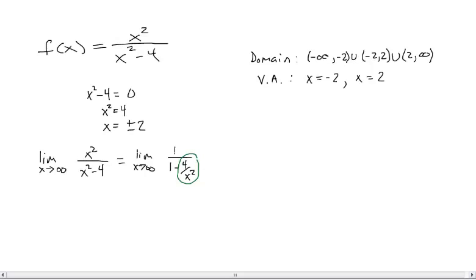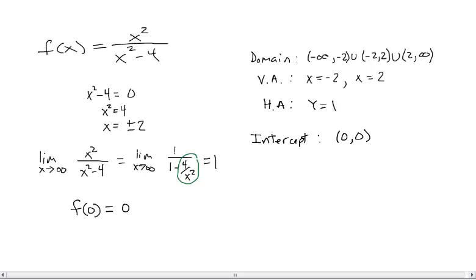And if that's 0, we're taking the limit as x goes to infinity of 1 over 1, which is equal to 1. So that means we have a horizontal asymptote at y is equal to 1. And the other thing we need is intercepts. I'm definitely going to try and get my y-intercept because we can just plug 0 in for all the x's. And when we do, f of 0 is equal to 0. We'd have 0 over negative 4, which is 0. So we have an intercept at 0, 0.